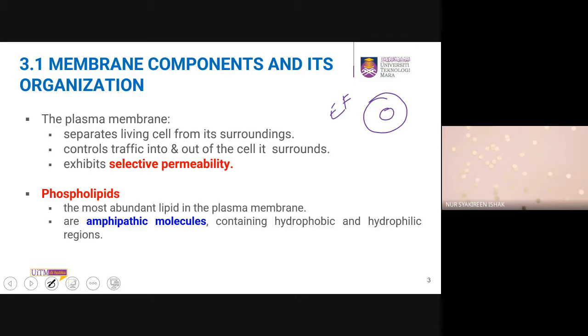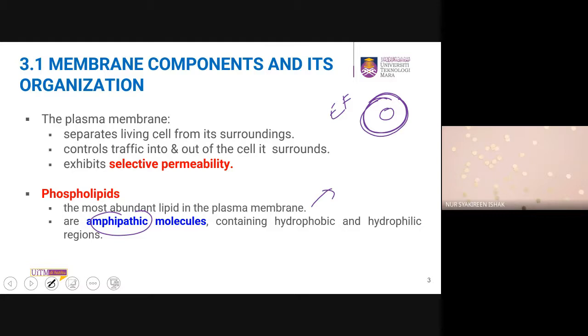Phospholipid is the most abundant lipid in the plasma membrane. As you know, it forms the phospholipid bilayer of the membrane. Without the phospholipid molecule, there will be no cell. The property of the phospholipid molecule is that it is amphiphilic, not amphoteric. So amphoteric is referring to what?